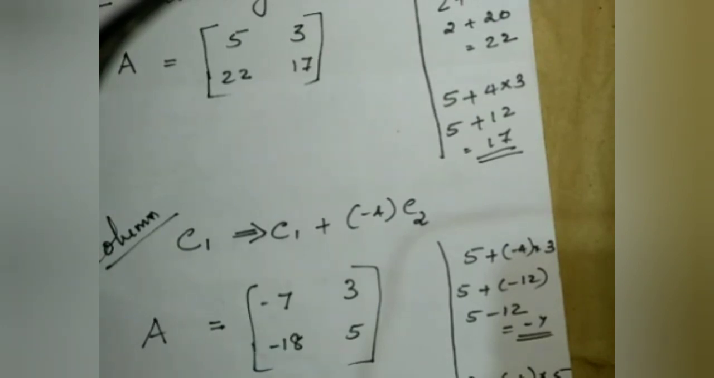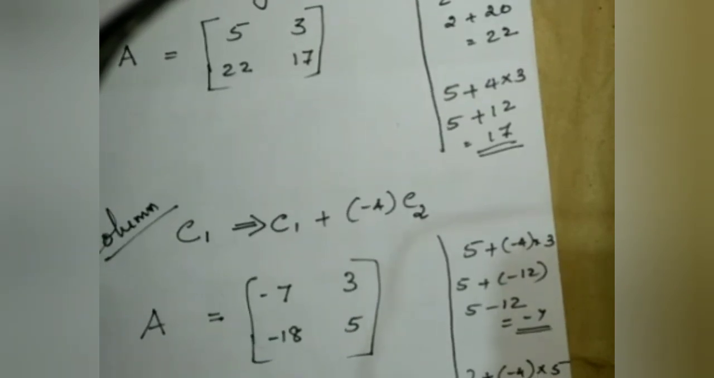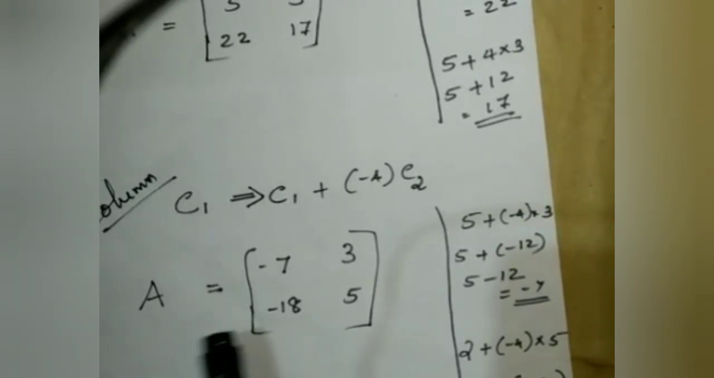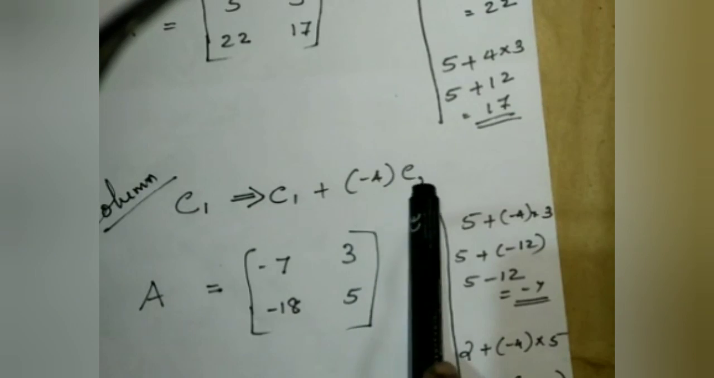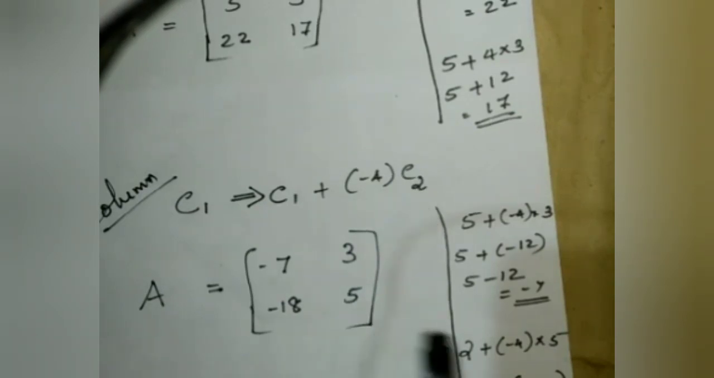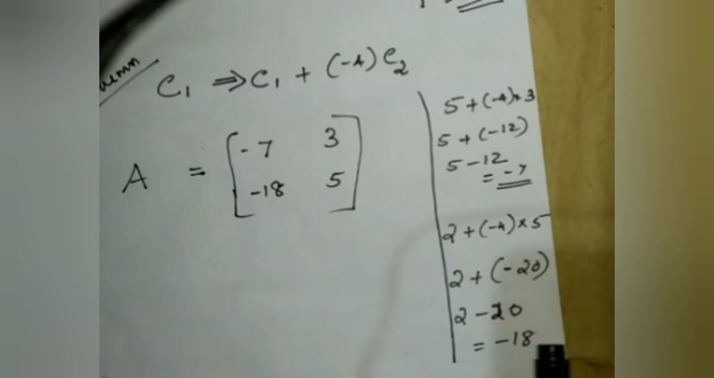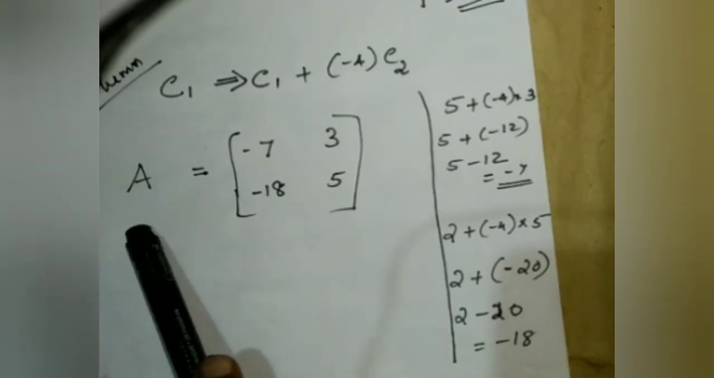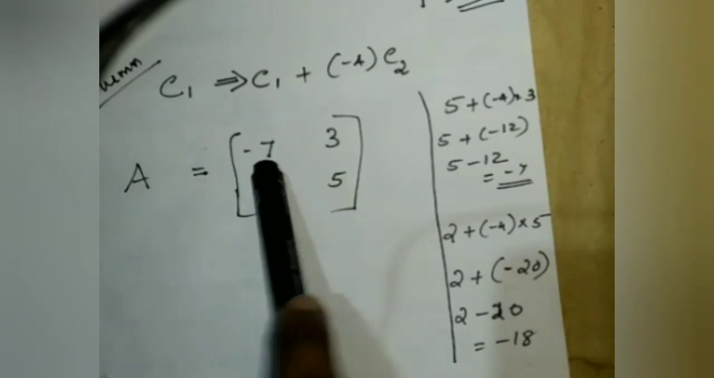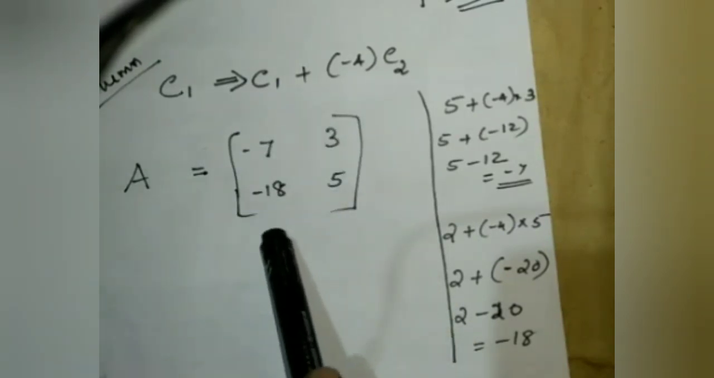So the first column, second element, in the question, is 2. Then 2 plus minus 4 into C2, that is 5. Minus 4 into 5 is minus 20. 2 plus minus 20, that is 2 minus 20, equal to minus 18. Therefore, the resulting matrix is minus 7, 3, minus 18, 5.